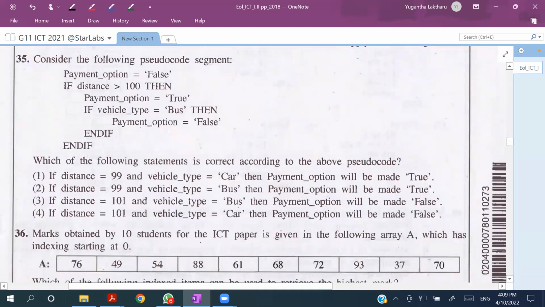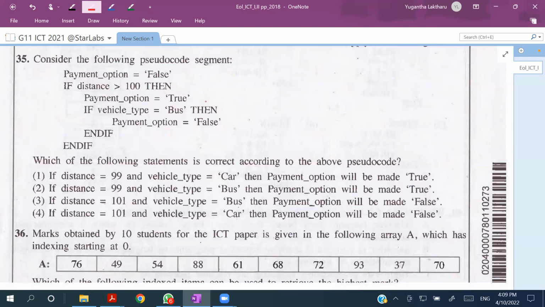35th. Consider the following pseudocode segment. Payment option equals false. Then what are they asking in the question? Which of the following statements is correct according to the above pseudocode? So they say payment option false. If distance larger than 100, then payment option is assigned true. If vehicle type equals bus, then payment option is assigned false. So they have two end ifs, so they have two ifs over here.